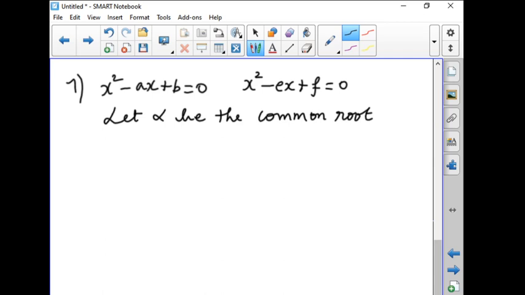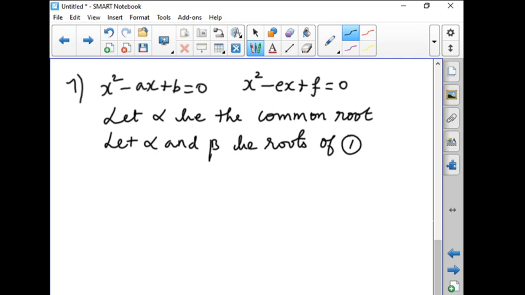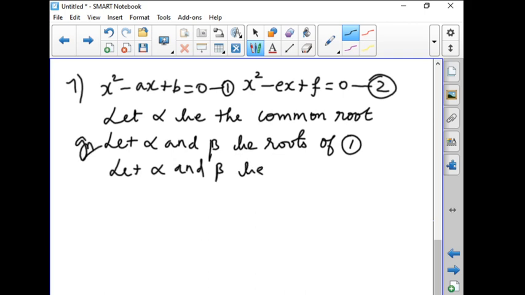And let alpha and beta be the roots of equation 1. Let us take this as equation number 1 and this as equation number 2. Let alpha and alpha be the roots of equation 2, because the second equation has equal roots, as per the given condition.